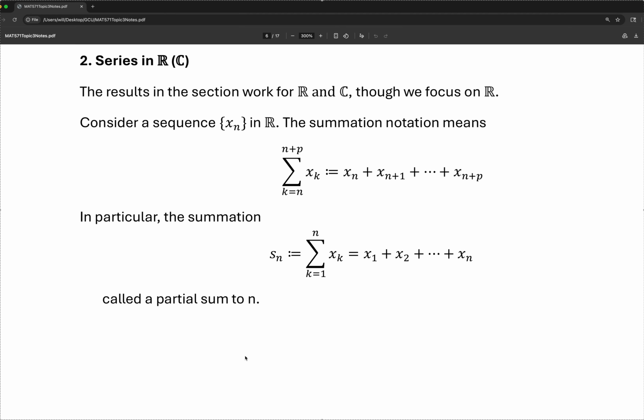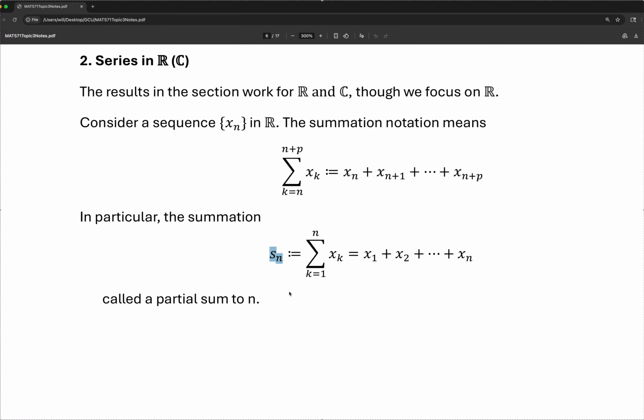In a very simple way, you should consider a series as the sum of a sequence. So, a quick review of the sum notation, sigma notation. It has a lower bound and an upper bound with increment p. The summation notation simply means we are adding the terms from n all the way up to n plus p. And in particular, we have the sigma notation counting the lower term from 1 all the way to n. And indeed, if you remember, this is the so-called partial sum.